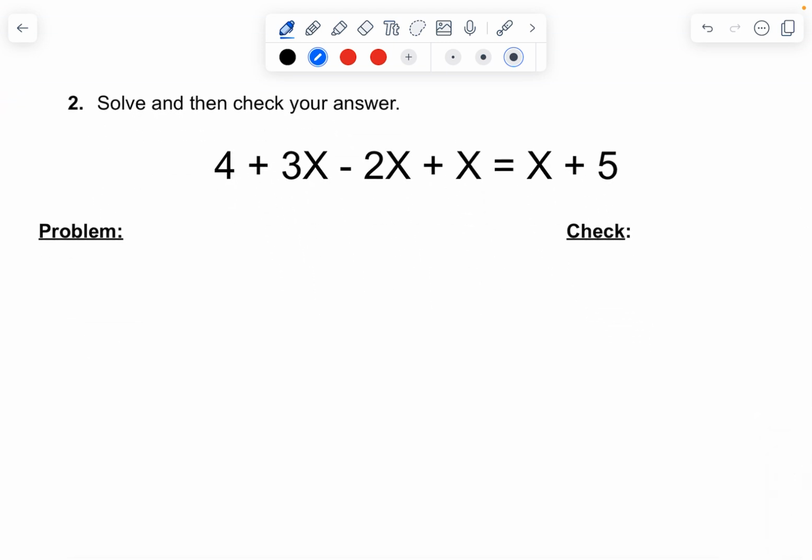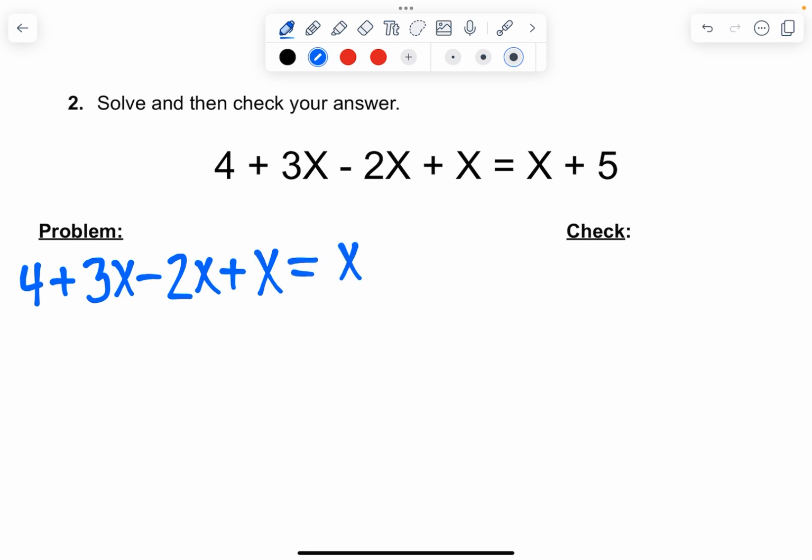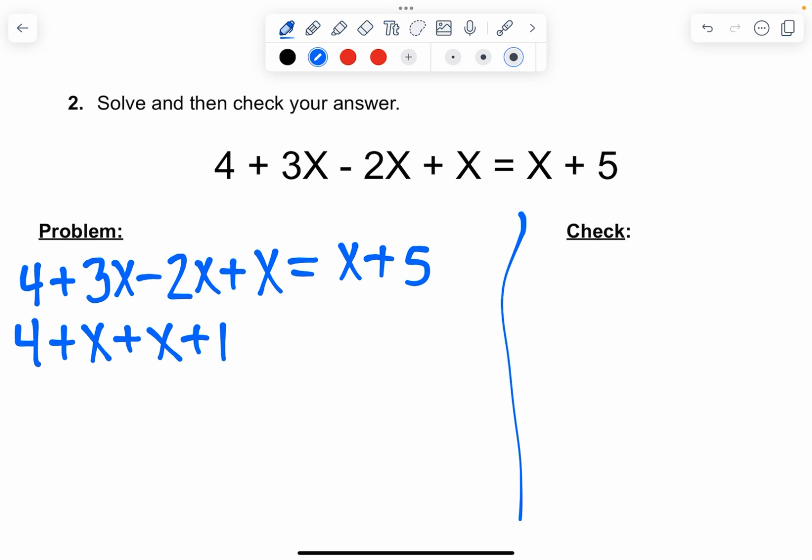I'm going to take the original problem, 4 plus 3x minus 2x plus x equals x plus 5. I'm going to go ahead and expand. So I've got 4 plus 3x's, x plus x plus x. And this is where it's going to start being different. I'm going to take away 2 of those x's. So I'm going to subtract 2 x's. Then I'm going to add this x here, and I end up with x plus 5.